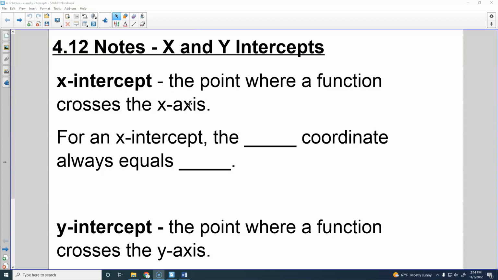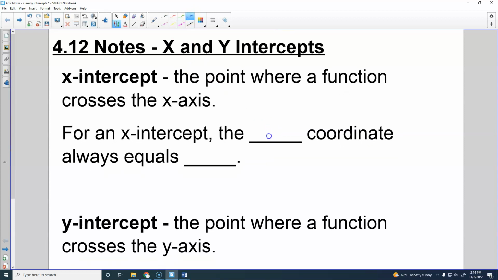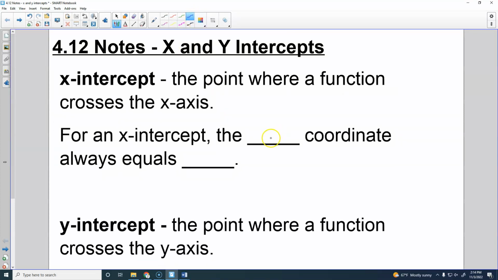So for an x-intercept, the y coordinate is always going to be the same. What is that y coordinate going to equal?